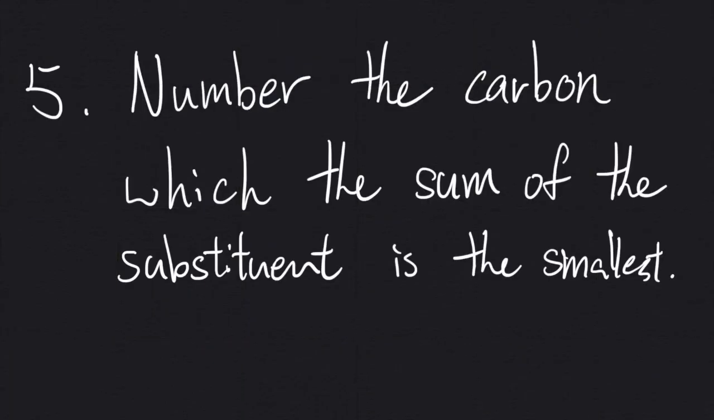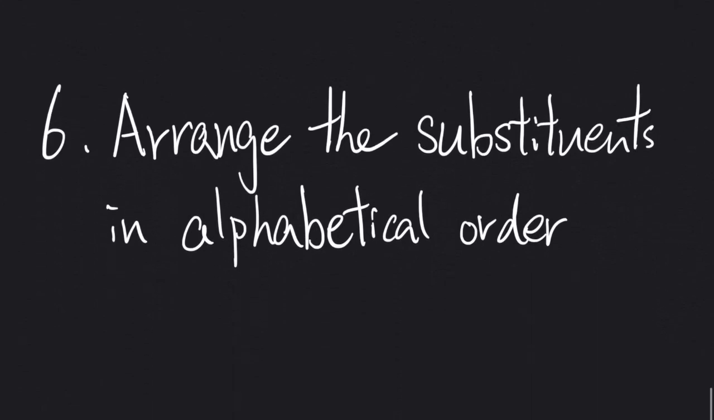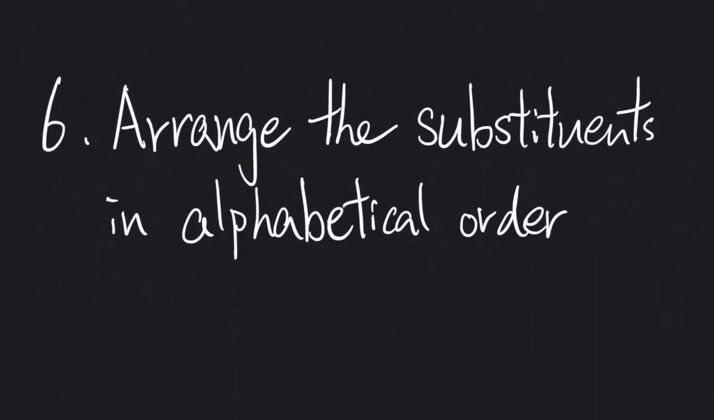The next rule is that we need to number the carbon so that the sum of the substituent numbers is the smallest. And finally, the last rule is that we need to arrange the substituents in alphabetical order in the naming.